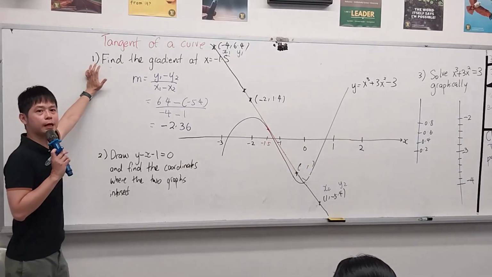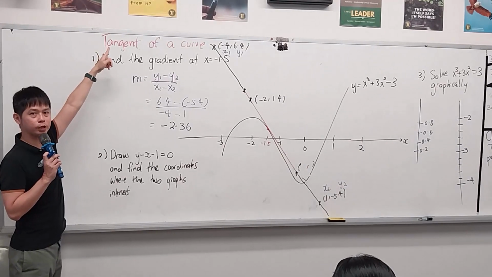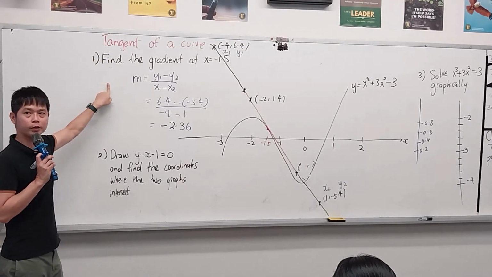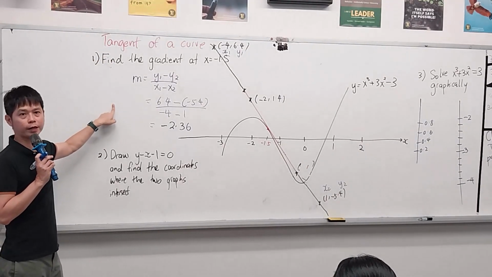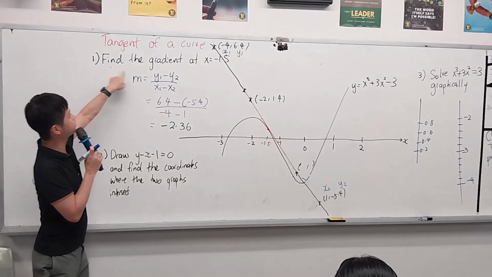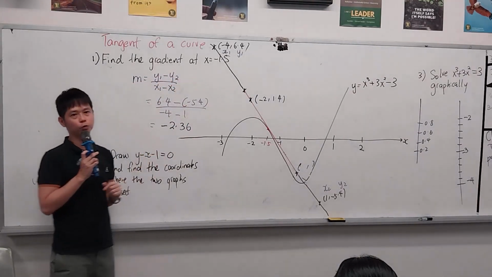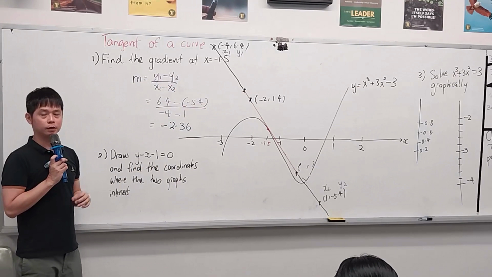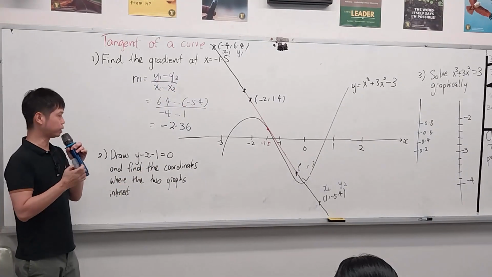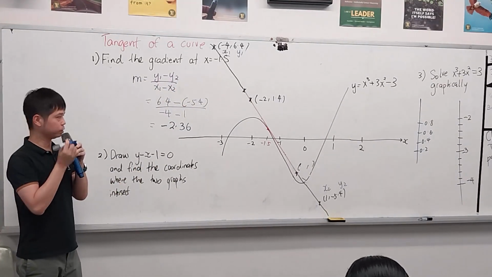So today, step 1, draw the red tangent line. Number 2, indicate 2 points. And finally, use the formula to find the gradient. So the gradient at this point is negative 2.36. All right, I record this so that you all can remember sometime down the road.